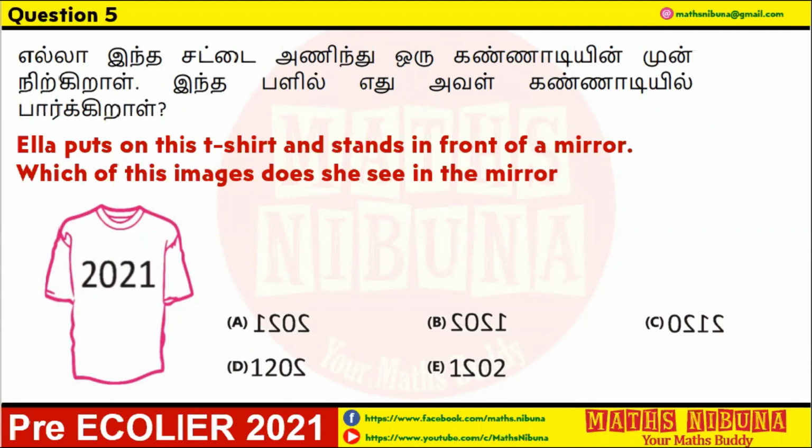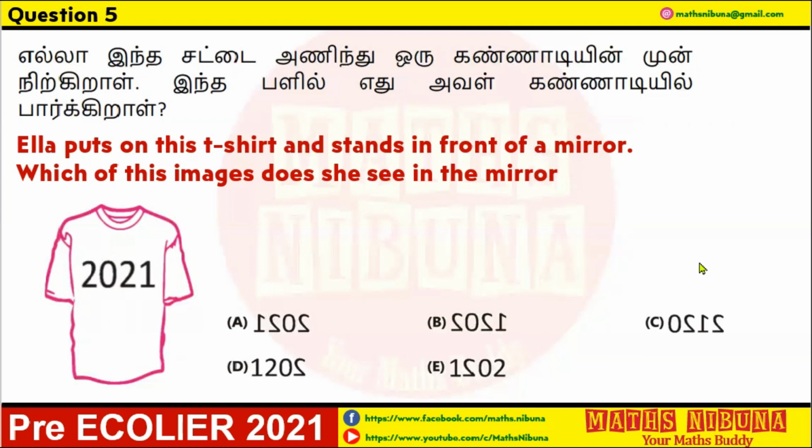Ella put on this t-shirt and stands in front of a mirror. Whenever you stand in front of a mirror, the picture will be reflected. Normally you can see it on an ambulance. When you see the text on an ambulance, it will always be in the reflected mode. When we see it in the mirror, we can see it straight forward. So the same thing is here. It is written as 2021.